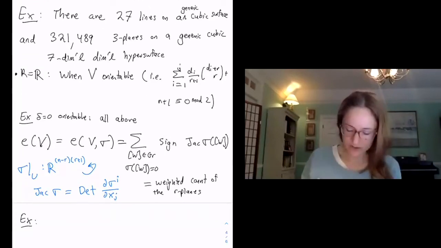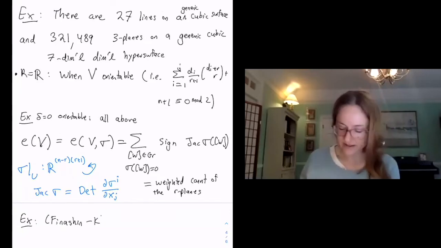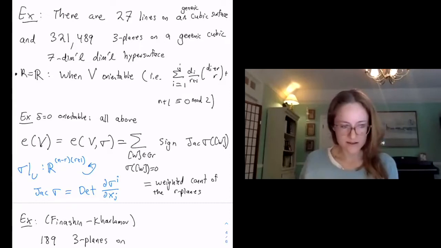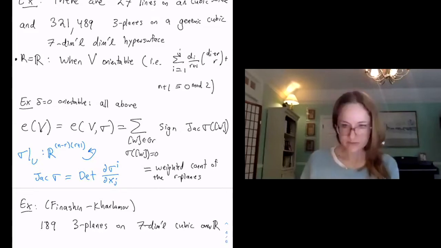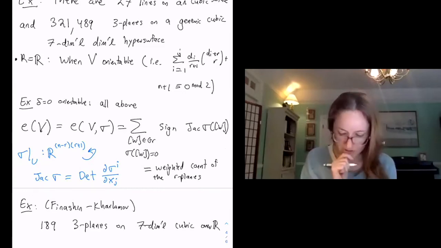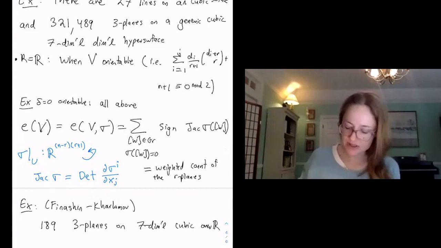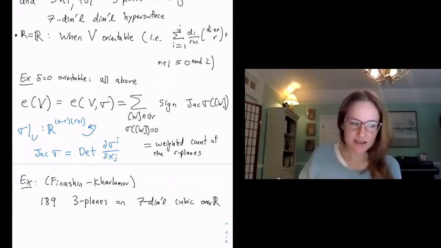And Finashin and Kharlamov write a paper about the whole family of 3-plane counting problems. In particular, they do this on the degree d+1 hypersurface in general. And there are 189 3-planes on a 7-dimensional cubic hypersurface, weighted count over R. So with the A1 Euler class introduced in Mark Levine's talks, we can obtain a count over any field.